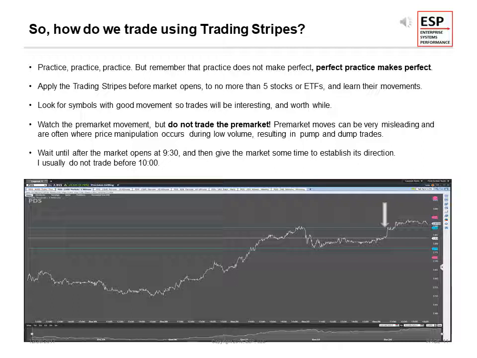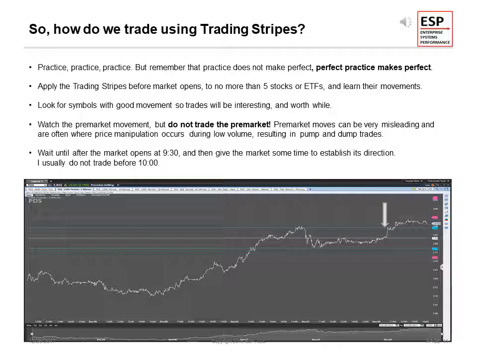Look for symbols with good movements so trades will be interesting and worthwhile. If a stock only moves a few cents, you probably don't want to try and use this methodology with it because it won't be worthwhile. Watch the pre-market movement, but do not trade in the pre-market.